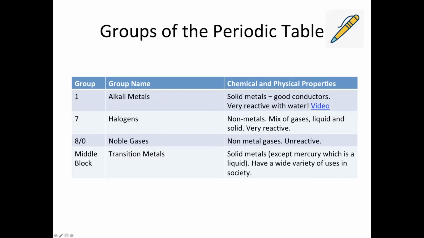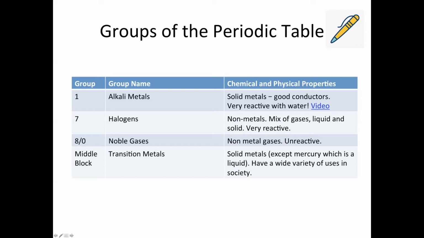Then group 7, halogens, so they're all non-metal elements, and some of them are gases, some are liquid, and some are solid. So the one that's a liquid at room temperature is bromine, iodine is a solid at room temperature, and fluorine and chlorine are gases at room temperature. But they are very reactive non-metal elements.